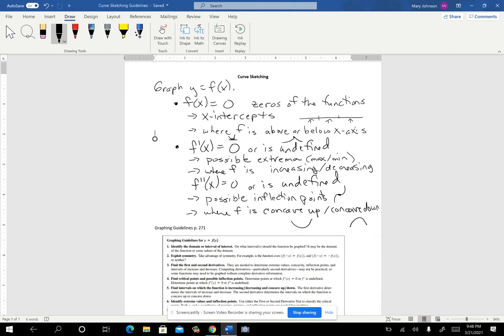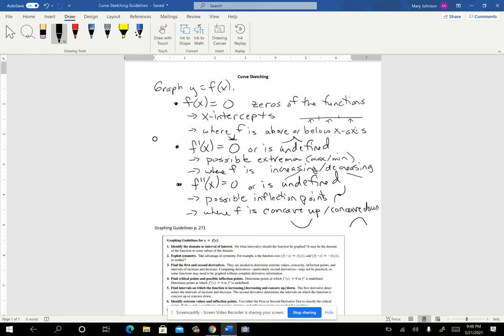Okay, increasing means f is going to be going up. It's not necessarily going up like a line, but it might be going up like that. It can be wavy, and the same with decreasing. And then setting the original function equal to 0 just tells you where it crosses the x-axis. You can use those x-intercepts to break your plane into intervals just to see where the function is above or below the x-axis. All right, so those are the three main ideas.